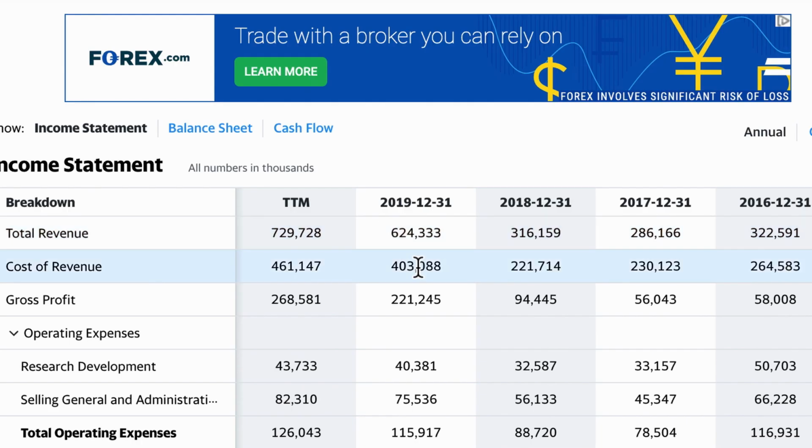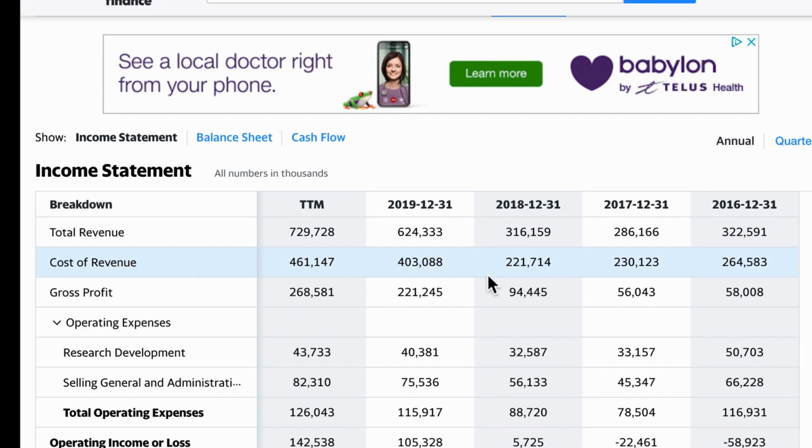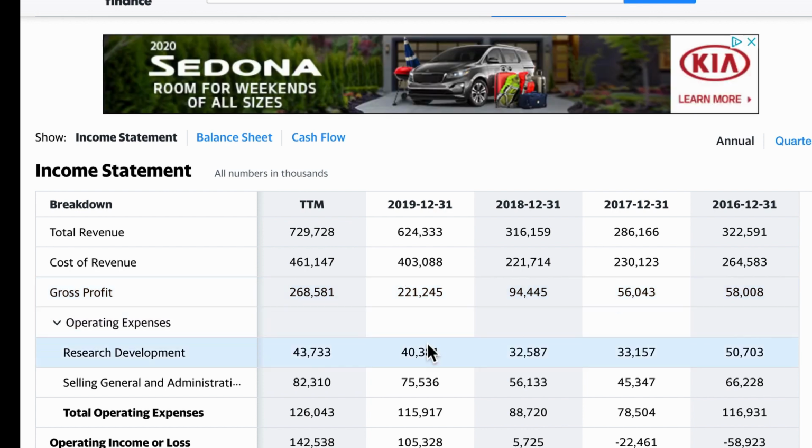The next line down is cost of revenue. Cost of revenue is how much it takes to make the product. We want to see this number declining while revenue is going up. Gross profit is just the difference between these two numbers. So 624 minus 403 is 221. And this is how much they're able to bring in after the cost of the revenue. This is not including taxes or other operating expenses, which is what we're going to get into next.